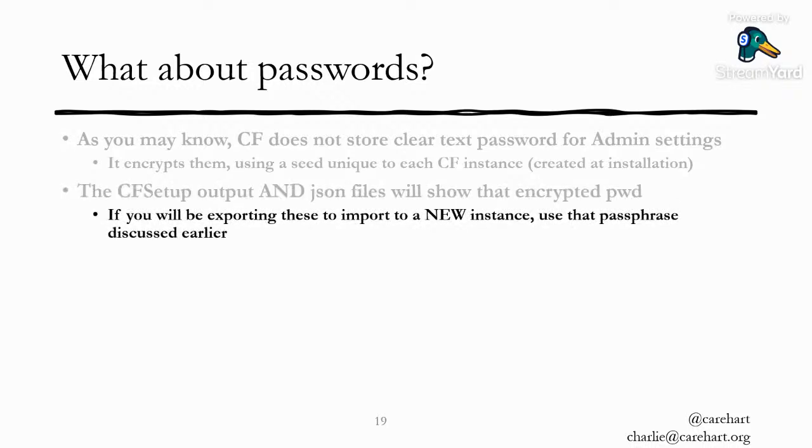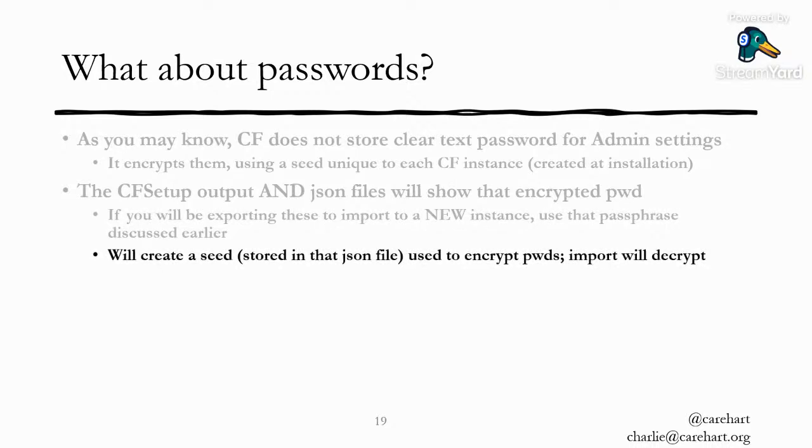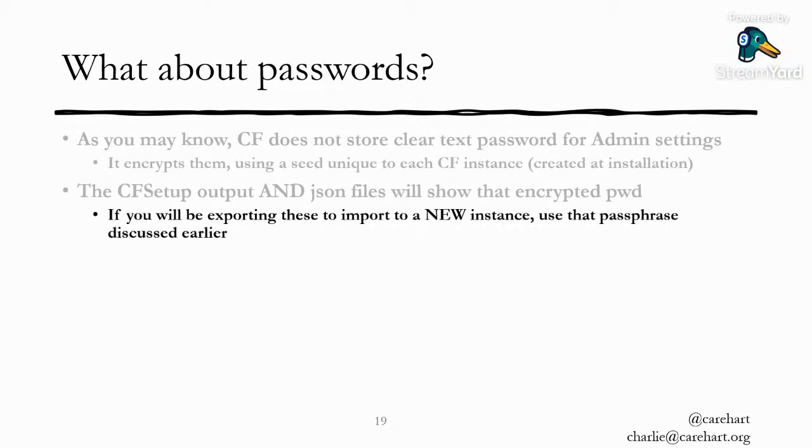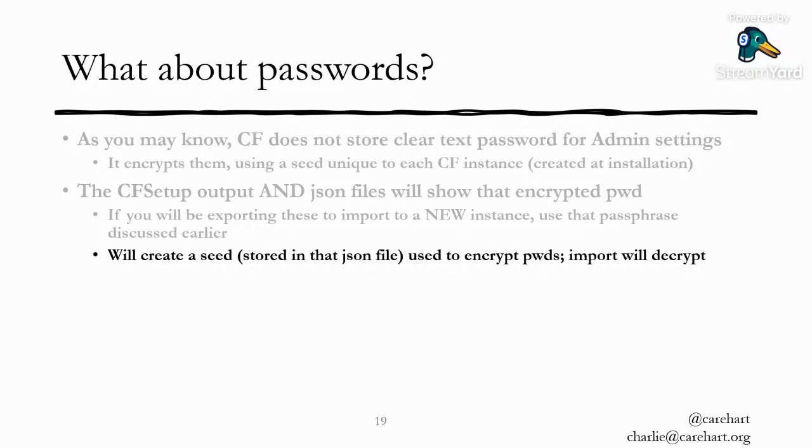Now, if you wanted to use that on another instance, then you would need to name a passphrase so that it could use that on the new instance, because the new instance would know what key was used to encrypt it on this instance. And so if you do that creation of a passphrase, then the CFSetup tool will create in the JSON file a seed that will be used to encrypt those passwords and would be used by that CFSetup import to decrypt it.